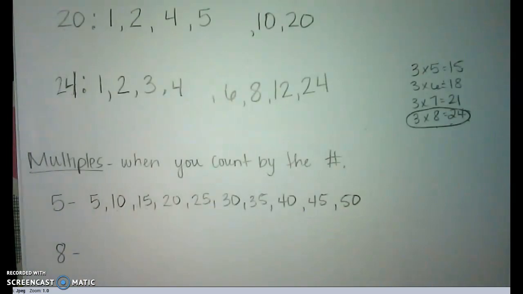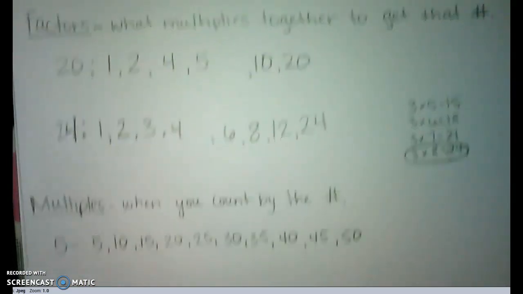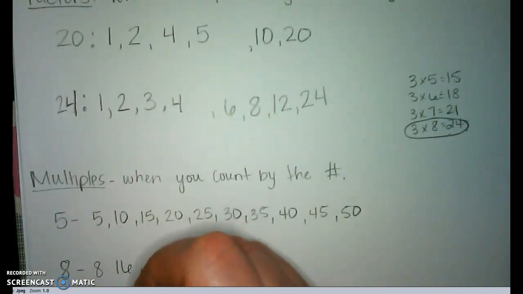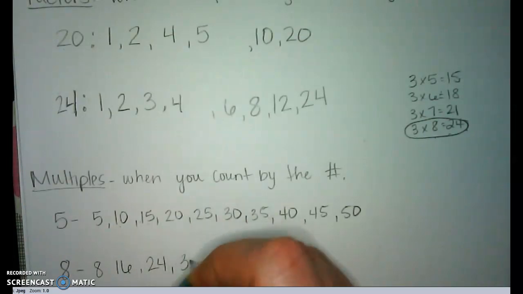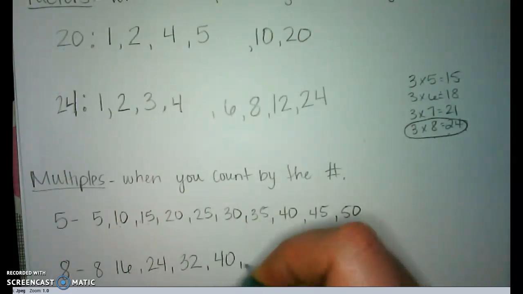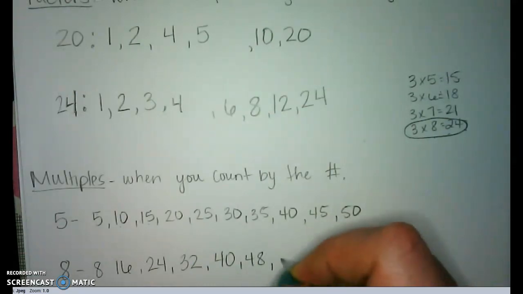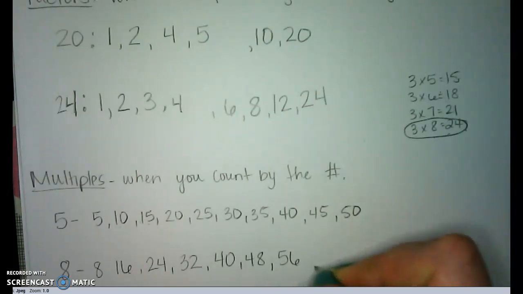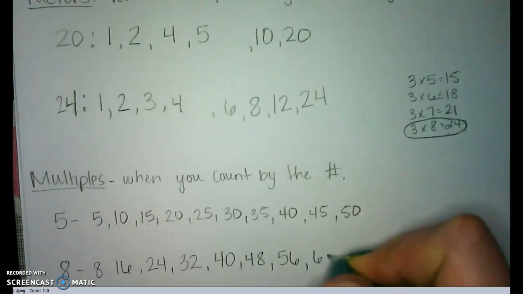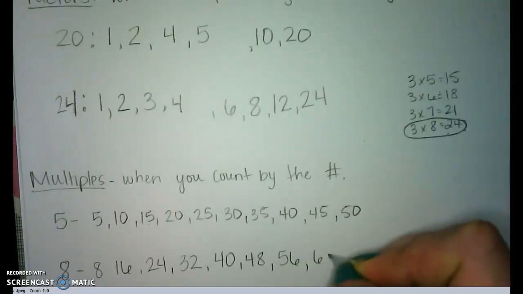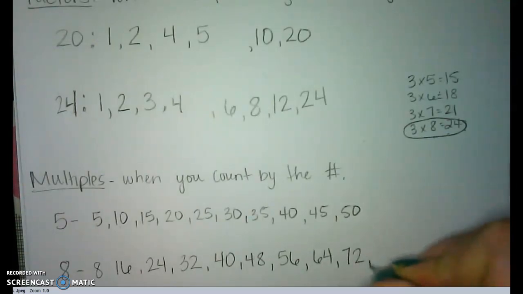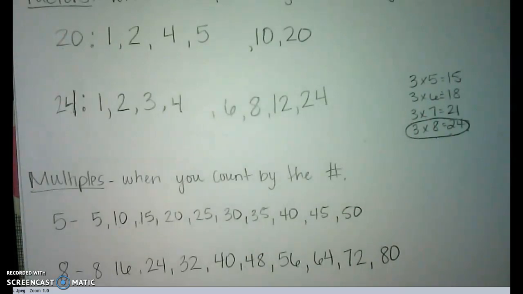All right? And then I'll do one more for example for 8. So 8, 16, 24, 32, 40, 48, 56, 64, 72, and 80. Okay. I hesitated for a second, but we got it. Remember, you're adding 8 each time.